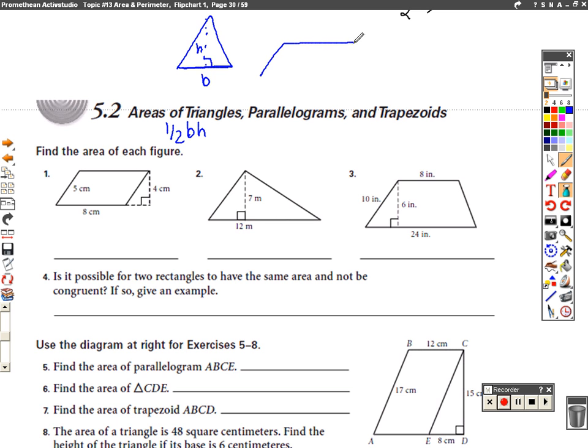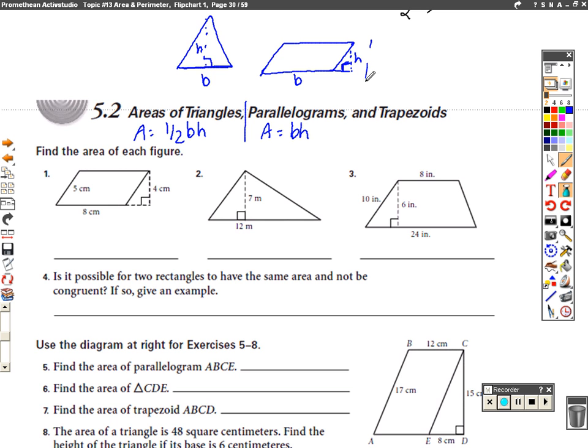Parallelogram, same idea, except once again, make sure your height is the one with the right angle. This side is irrelevant. We really don't care about it. And the formula for the parallelogram will be base times height.